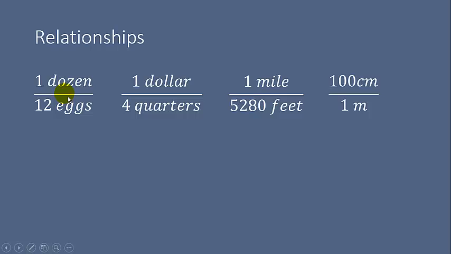This first conversion factor represents conversions in terms of quantity. In this case, quantity of eggs, or it could be quantity of donuts, or quantity of whatever item. All of these are relationships. So learning chemistry means learning relationships.